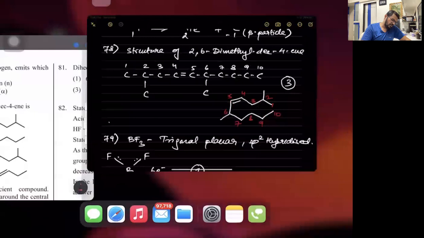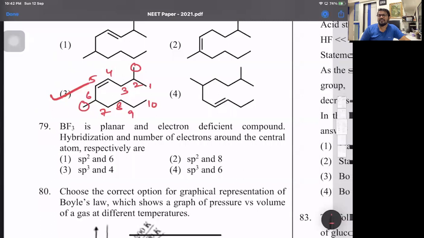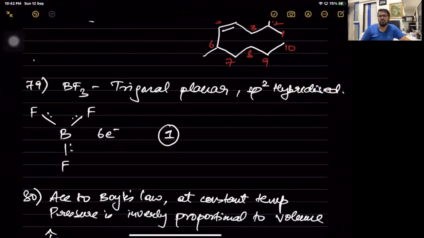79, BF3 is planar and electron deficient. Hybridization and number of electrons. BF3 is planar, that's sp2 hybridized, and boron has 6 electrons around it because of 3 bonds, right? So it's sp2 and 6. So 79 is 1. That's the first part. BF3 is sp2 with 6 electrons because of 3 bonds. So this also, BF3, if anybody remembers, is classified as an example of incomplete octet.